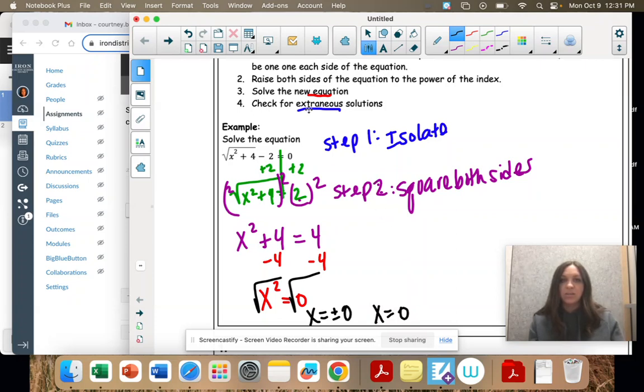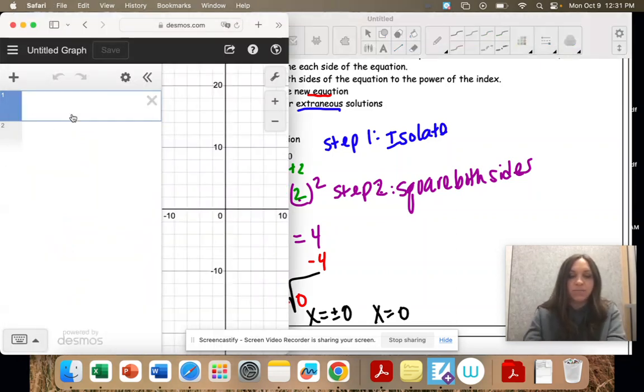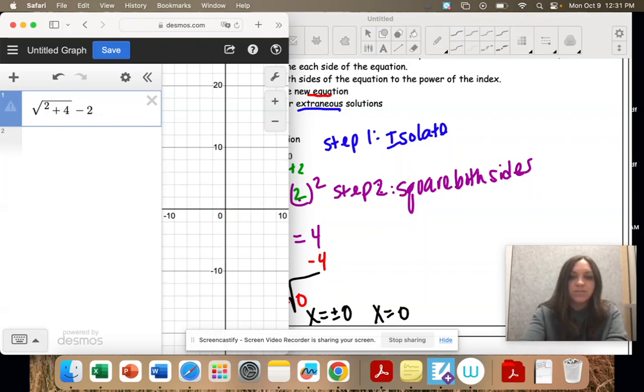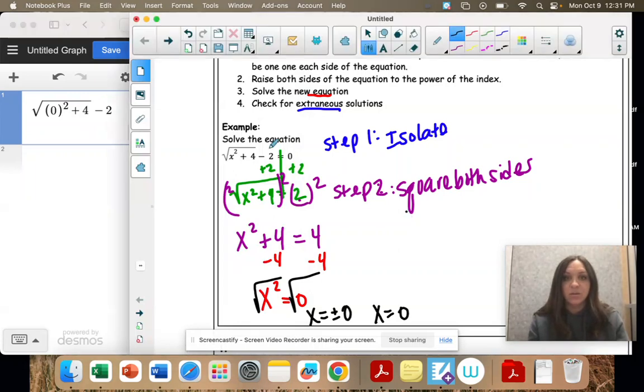And then our last step is to check for extraneous solutions. That means we go plug it back in and make sure everything works out okay. So we have the square root of x squared plus 4 minus 2, and that should equal 0. I put the whole equation in, but what's x equal? We're going to change it. X equals 0. So does that equal 0? Yes. So x equals 0 is our solution there.